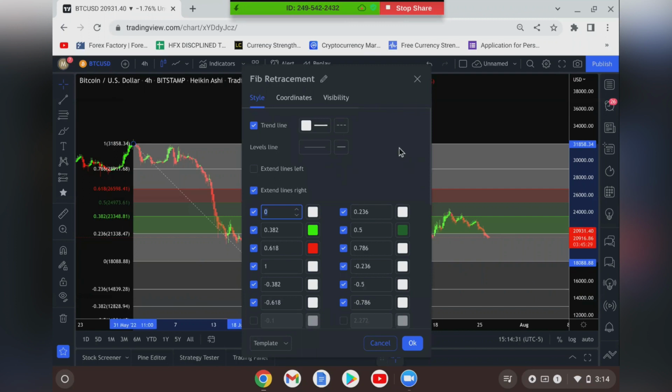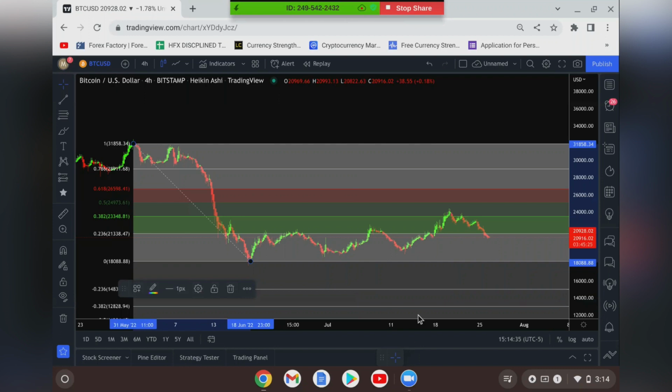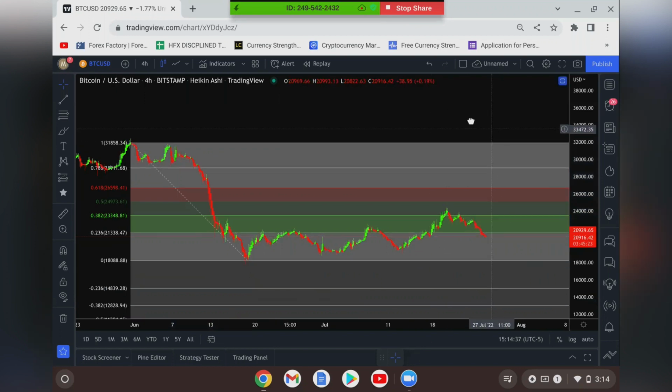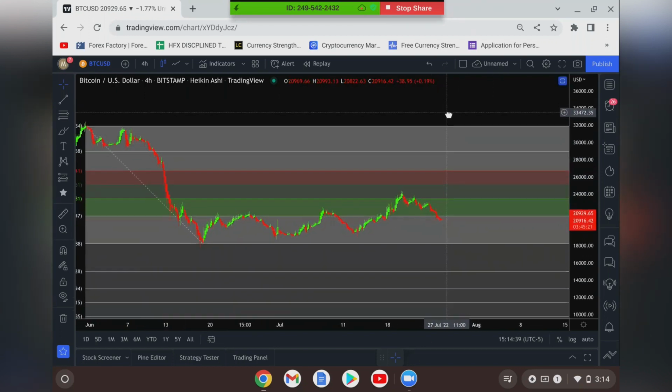All right, you guys, so that is all we need to do here. I'm going to go ahead and press OK. And now if we take a look, we can see what price is currently doing. Something I do want to point out to you guys, these levels right here, we did change them to colors for a reason.